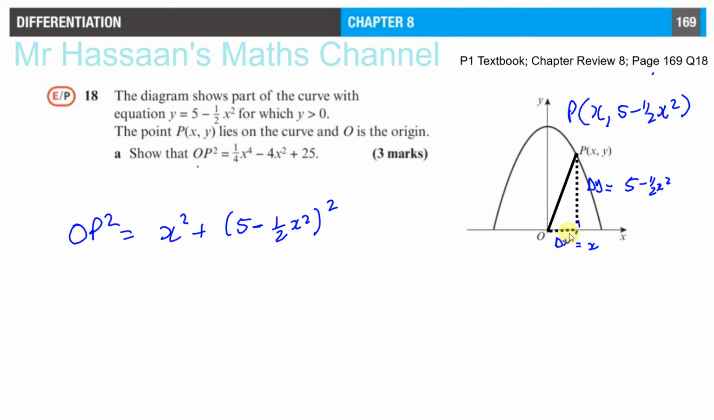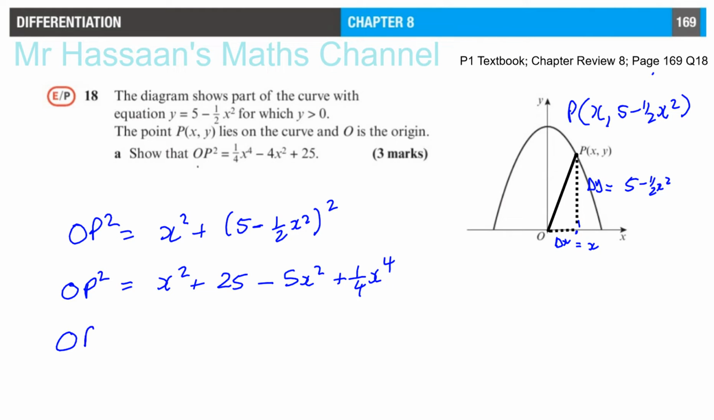The square of the hypotenuse is equal to the sum of the squares of the two shorter sides, so x squared plus 5 minus a half x squared, all squared. So I can say OP squared is x squared plus, now that's going to give me 25 minus, you're going to have 2 times 5 times a half, which is minus 5x squared. And you're going to have the square of minus a half x squared, which is plus a quarter x to the power of 4.